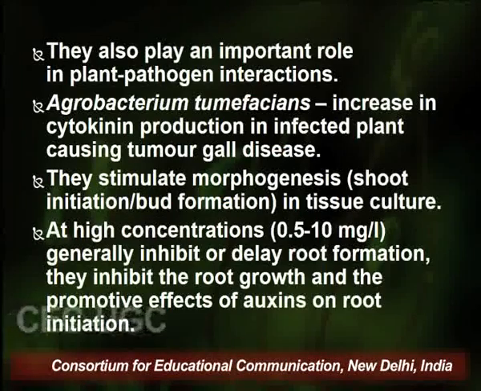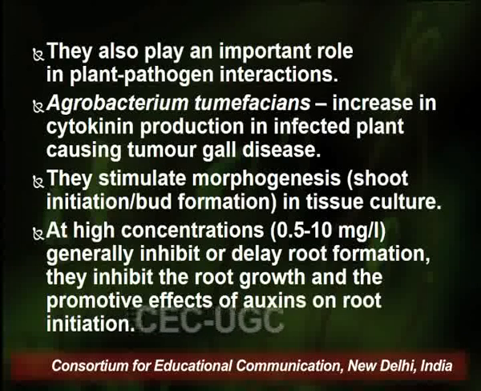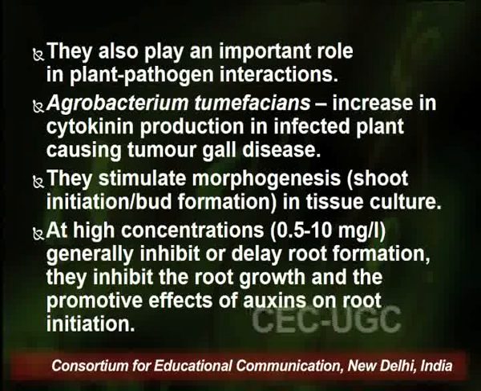Cytokinins also play an important role in plant pathogen interactions, and the most common example of this interaction is Agrobacterium tumefaciens, which is nothing but a soil bacterium. And this bacterium is responsible for causing the tumor gall disease in the plant. So whenever the plant is injured, this bacterium infects the plant and it leads to the production of tumor gall disease. Now, if we look into the DNA of Agrobacterium tumefaciens, you will find that it contains a plasmid which is known as the Ti plasmid, that is, tumor inducing plasmid.